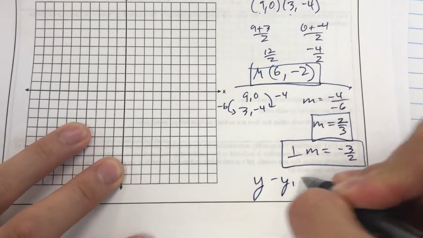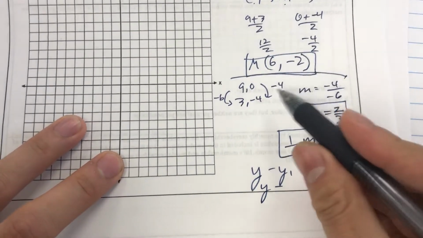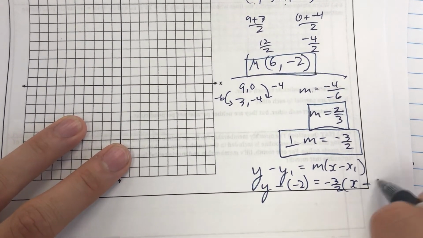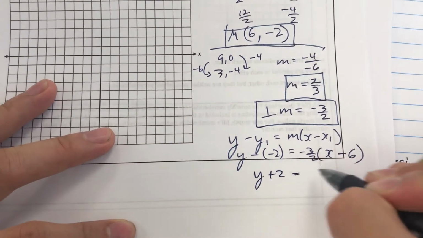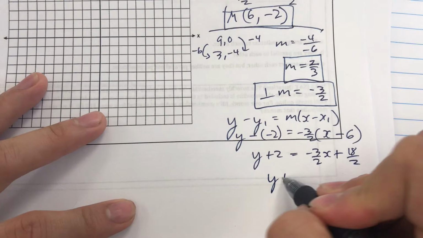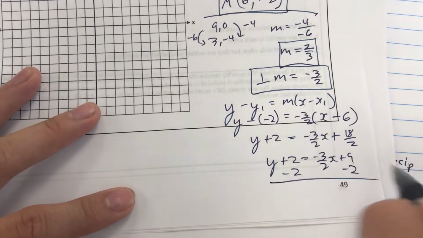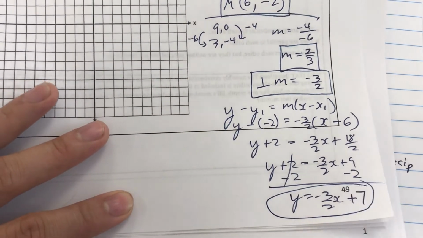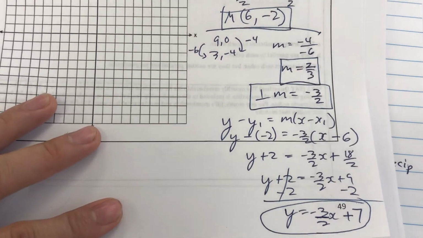Y minus y1 equals m parentheses x minus x1, right? So here we go. It's going to be y minus negative 2 equals negative 3 over 2 parentheses x minus 6. Let's simplify at this point. It's going to be y plus 2 is equal to negative 3 over 2x plus, and this is 18 over 2. Let me simplify it further. Y plus 2 equals negative 3 over 2x plus 9. And finally, I'm going to subtract 2 on both sides. Y equals negative 3 over 2x plus 7. There we go. And that's the answer that you guys are going to be putting into your goal formative as well. Okay? That's it.